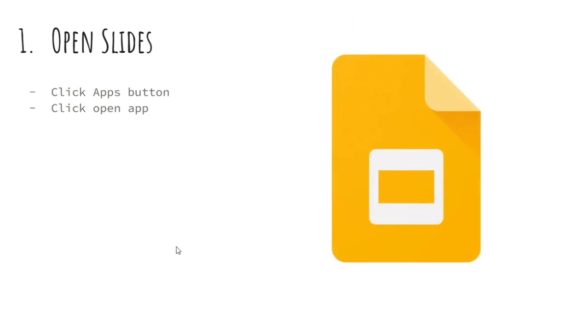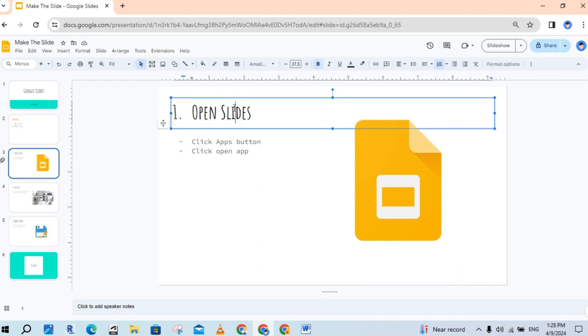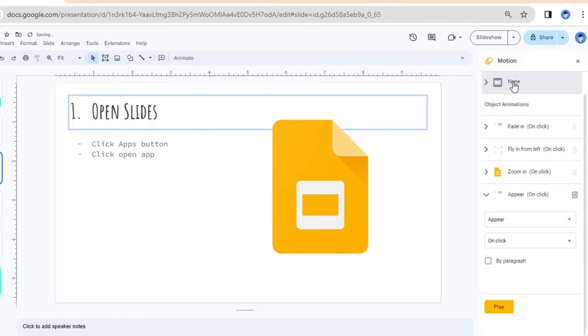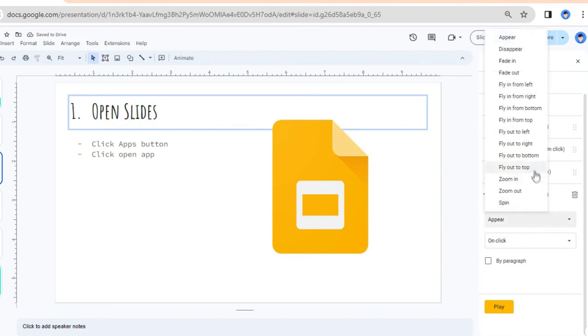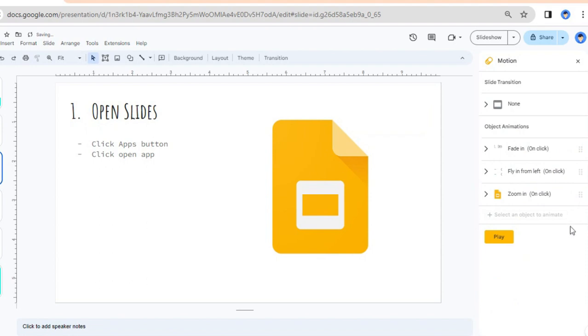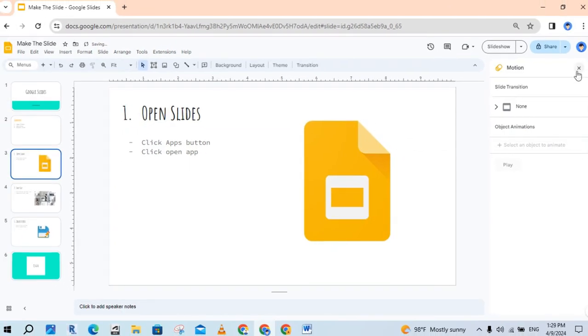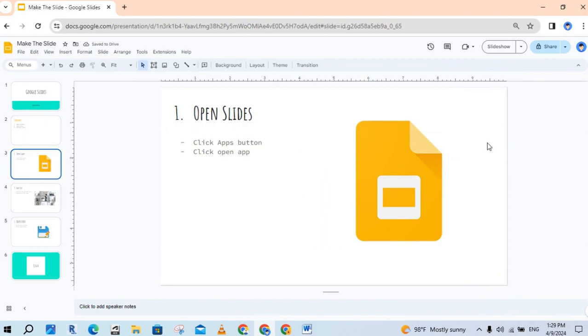Okay, we see that the text box and picture have animation set. Next step, if you want to edit, click on this button and click animation. And click this button to change the animation style. So, if you want to remove it, you just click the delete button. Okay, all the animation is deleted from the text box and picture.